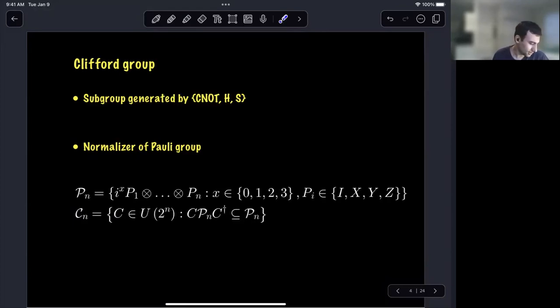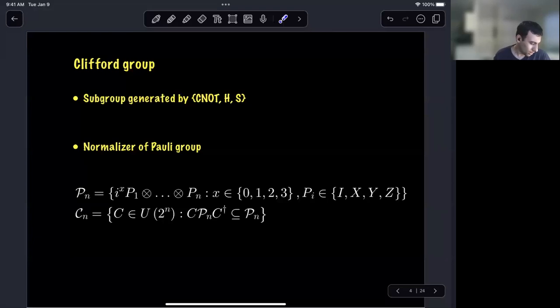The first ingredient is the Clifford group. It's a subgroup of the unitaries acting on n qubits. There are two equivalent definitions. The first definition is very related to that universal gate set. It's all the unitaries that you can construct using these three elementary gates, CNOT, H, and S. So I just exclude T and look at the group generated by these three gates.